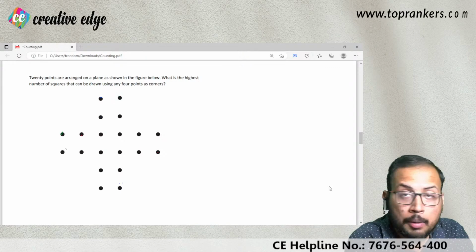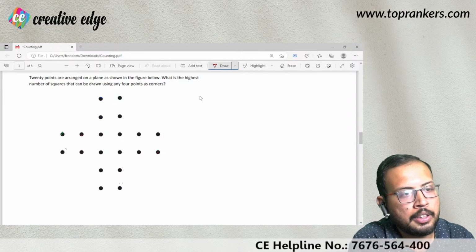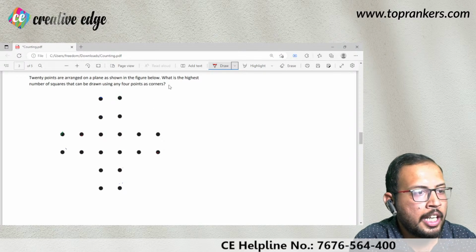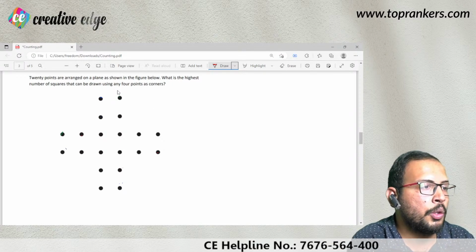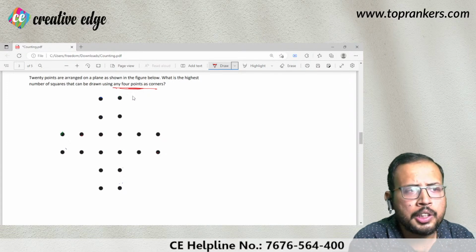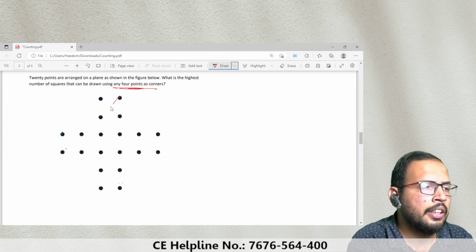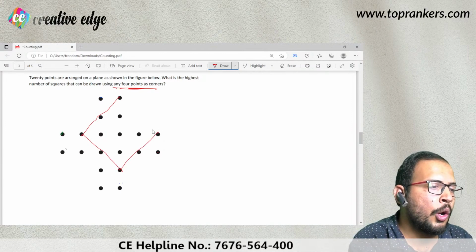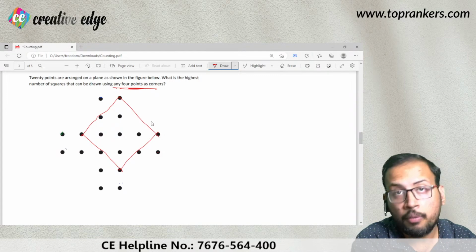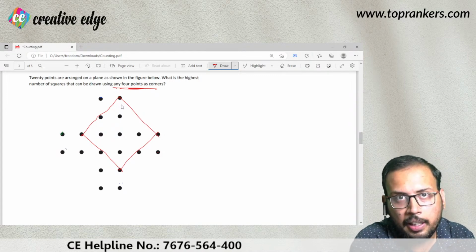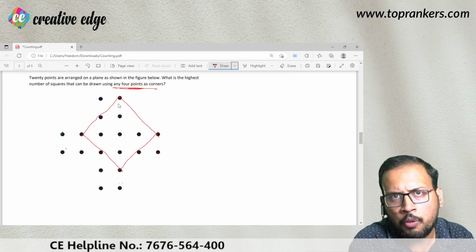Now, some of the students may misunderstand this question. Let me tell you one thing, my dear people. What has been asked: what is the highest number of squares that can be drawn using any 4 points as corners? Many students think that this square is not going to be counted. Some students will obviously count it, but some may think that we should not be counting this square. Why do they think that?